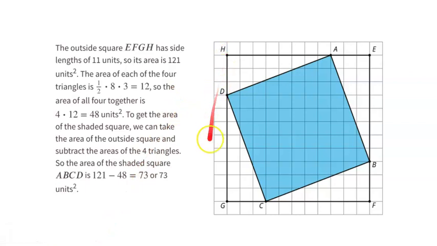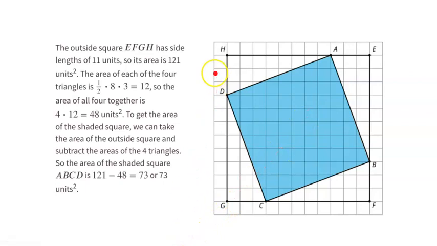So I've enclosed ABCD in a larger square, EFGH. Now notice that the side lengths of EFGH are 11 units. That means that the area of EFGH, the large square, is 11 times 11, or 11 squared, which equals 121 square units. So the large square is 121 square units. There are 121 of these squares inside of the large square, including the blue region, ABCD.